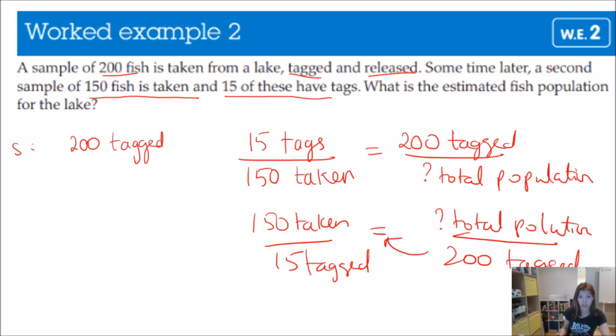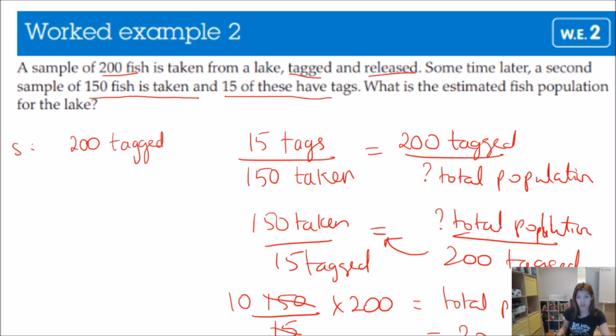And bringing the 200 over, we have 150 divided by 15 times 200 to give us the total population. Population. Oh, I've been spelling it wrong. Population. You get the point. Anyway, so 150 divided by 15 is 10. 10 times 200. So the total population is 2,000.